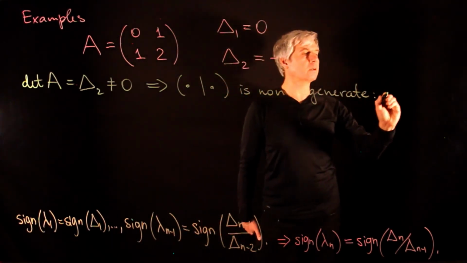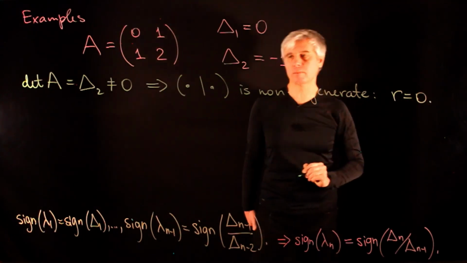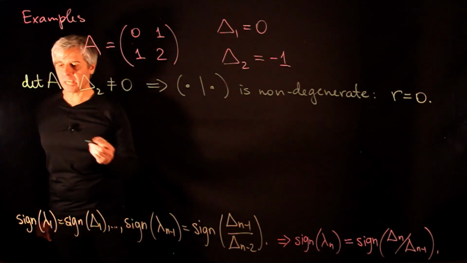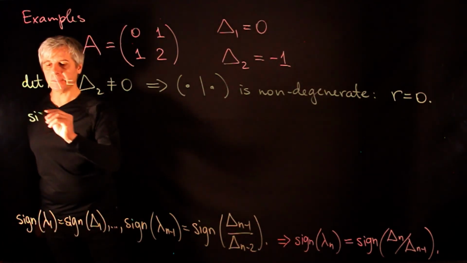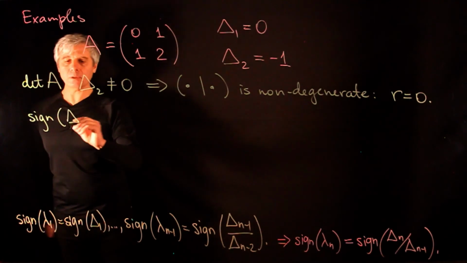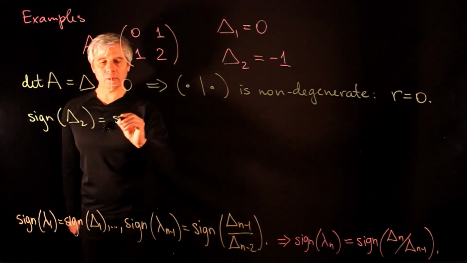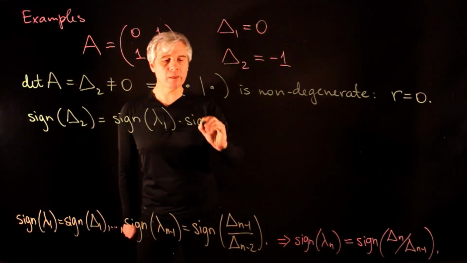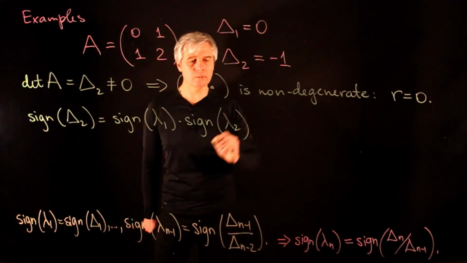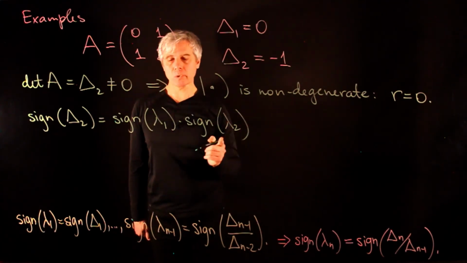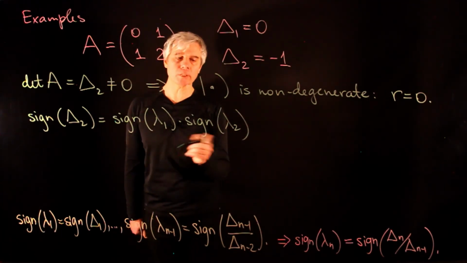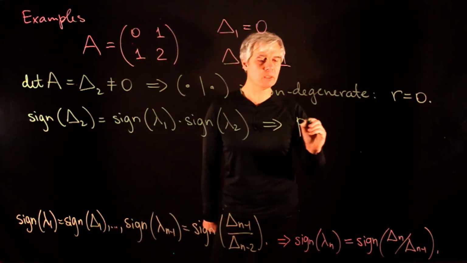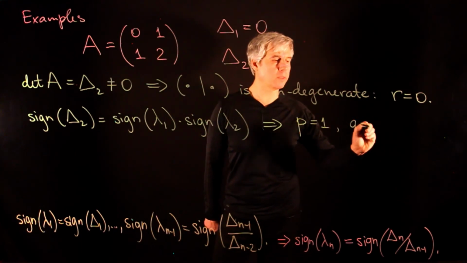And in particular, the value of r is equal to 0. Thus, we have two non-zero eigenvalues. So what are their signs? We know that the sign of delta 2 is the product of the sign of lambda 1 times the sign of lambda 2. But this determinant is negative. So this means that one eigenvalue is positive and another must be negative. So this implies that p is equal to 1 and q is equal to 1.